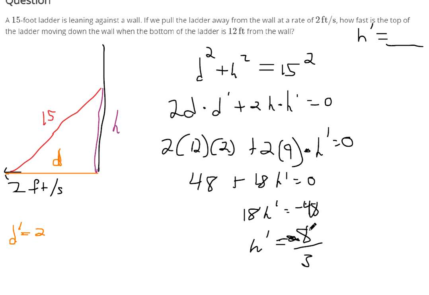But if the question was how fast is the top of the ladder moving on the wall, then negative 8/3 would be the right answer because negative specifies the direction. They said how fast is it moving down. They've already taken care of the negative sign for us in the explanation of the answer. So it's got to be positive 8/3, not negative.